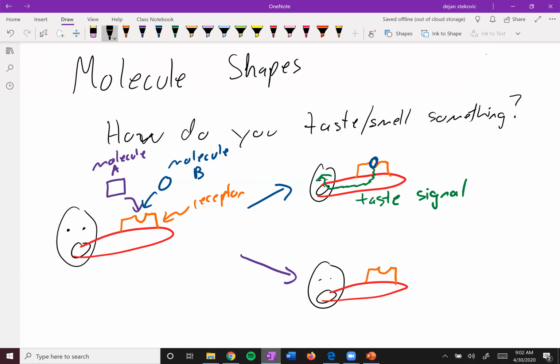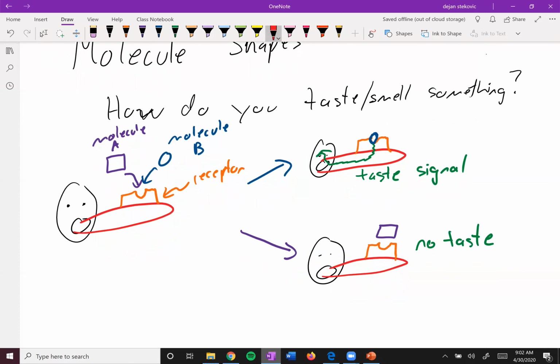It's because it mimics the shape of real sugar, and so you get the taste, but it doesn't actually break down into energy, and your body can't process it, so you don't get the calories from it. And then in this bottom one, if this square tries to fit in here, it doesn't fit into the receptor, and so the receptor does not send the signal, and so there's no taste, right? So some things have no taste because you don't have the receptor for it.